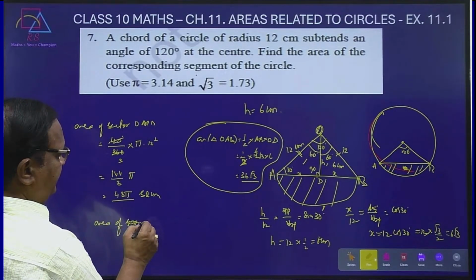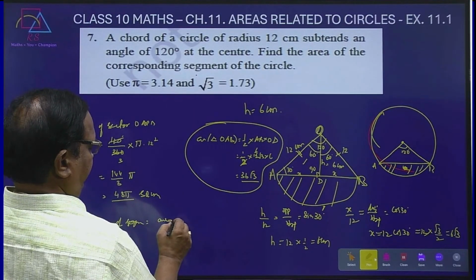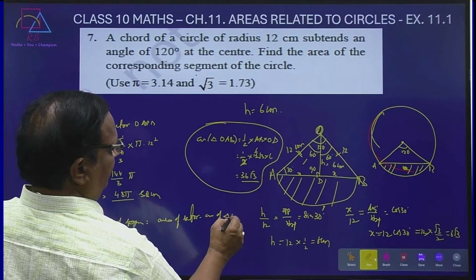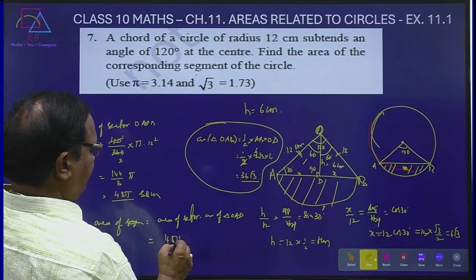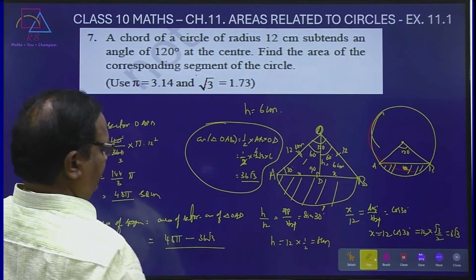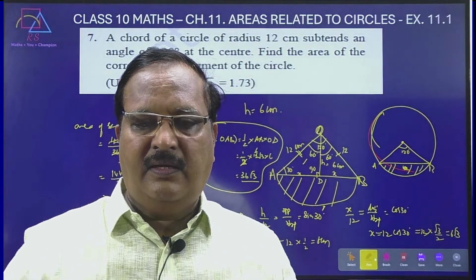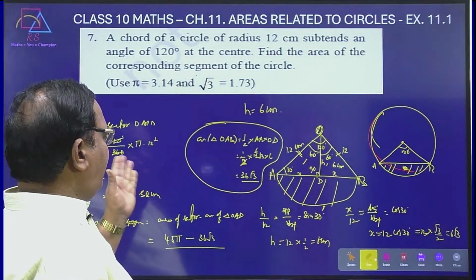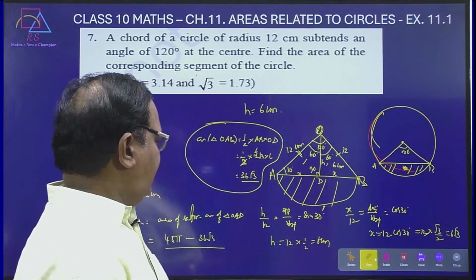So now area of segment is equal to area of sector minus area of triangle OAB. So it is 48 pi minus 36 root 3. You can put the direct formula also; the direct formula comes like this only. You can put the direct formula, there is no problem.